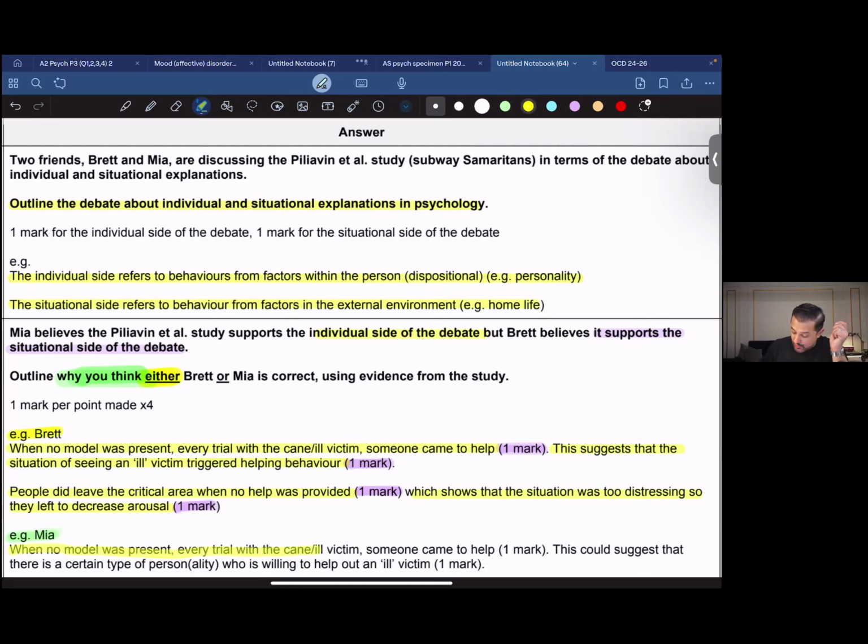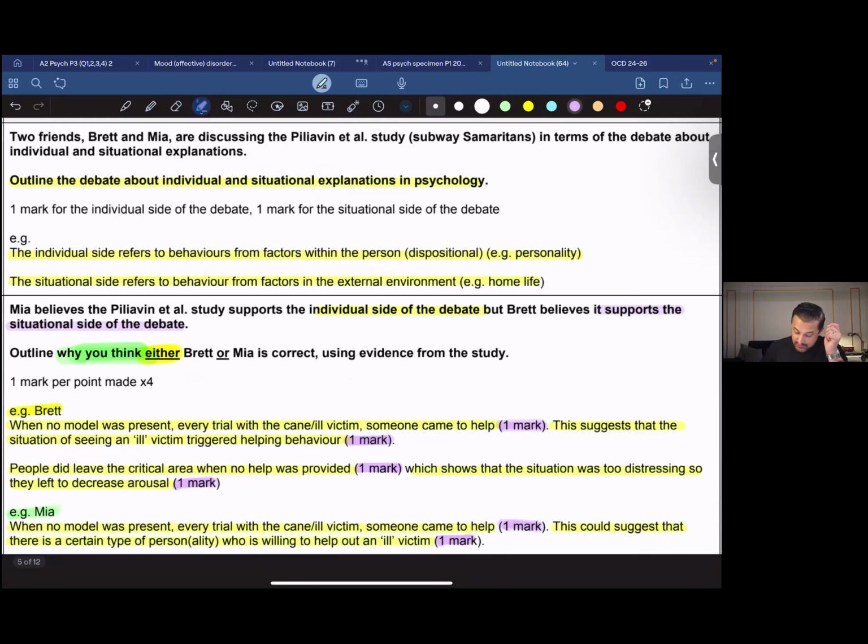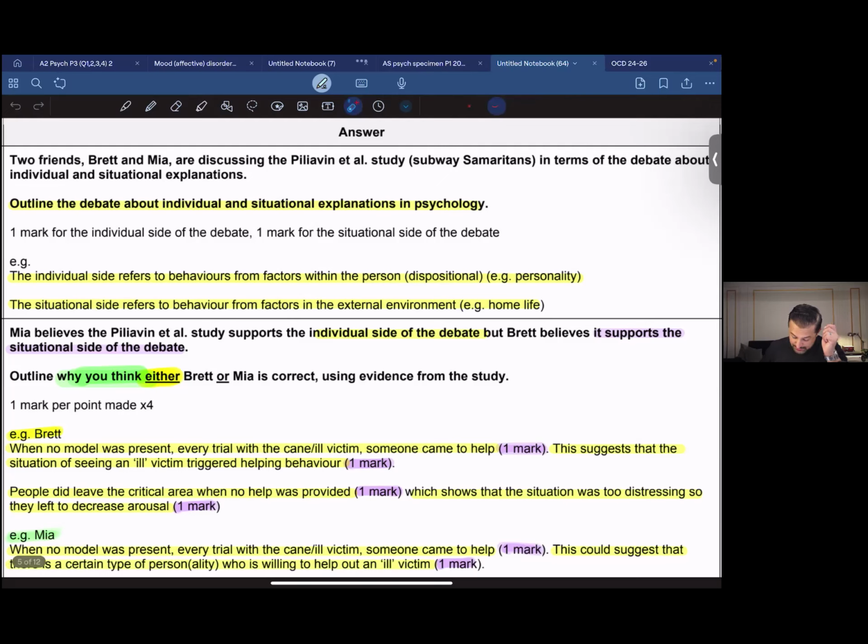every trial with the cane or ill victim, someone came to help. This could suggest that there is no certain type of personality who is willing to help out an ill victim. Again, this supports the individual side of the debate, how an individual's personality affects the behavior, right? So some did help, some did not. Remember that. So this could suggest that there is a certain type of personality who's willing to help out an ill victim, whereas others choose not to.